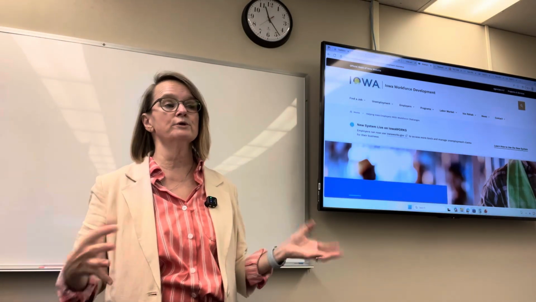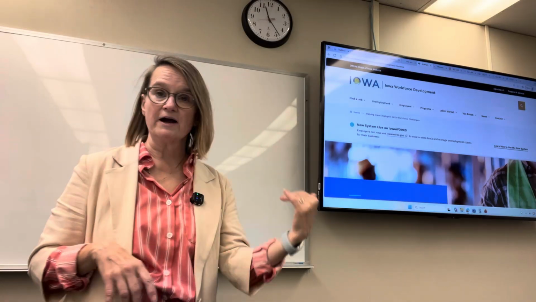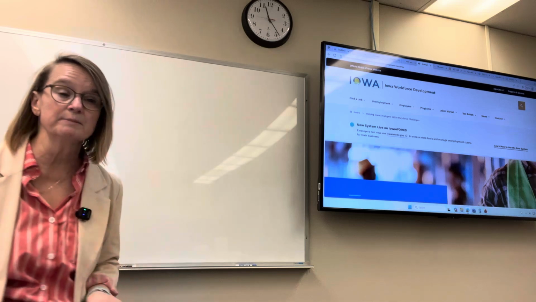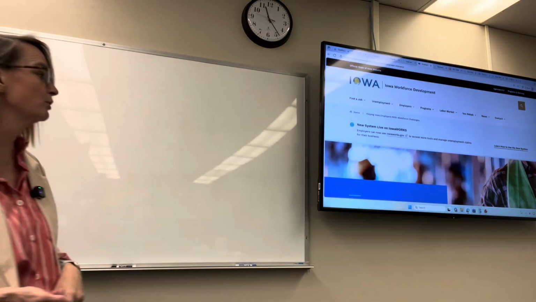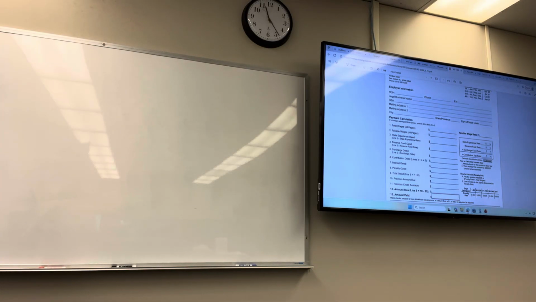The report that we're going to look at here is filed probably almost exclusively electronically now. So employers will log into their account and file the form electronically, make the payment electronically for those unemployment taxes that are due. But I just kind of want to show you what the form looks like and how it's set up.